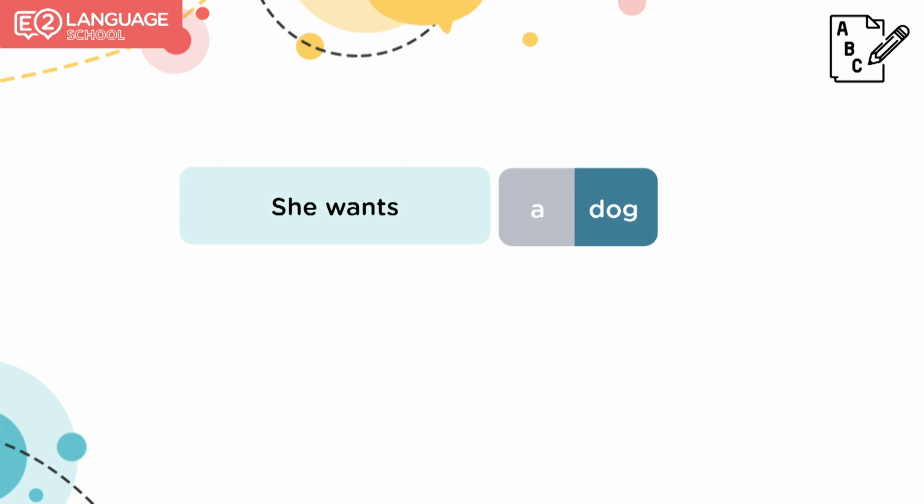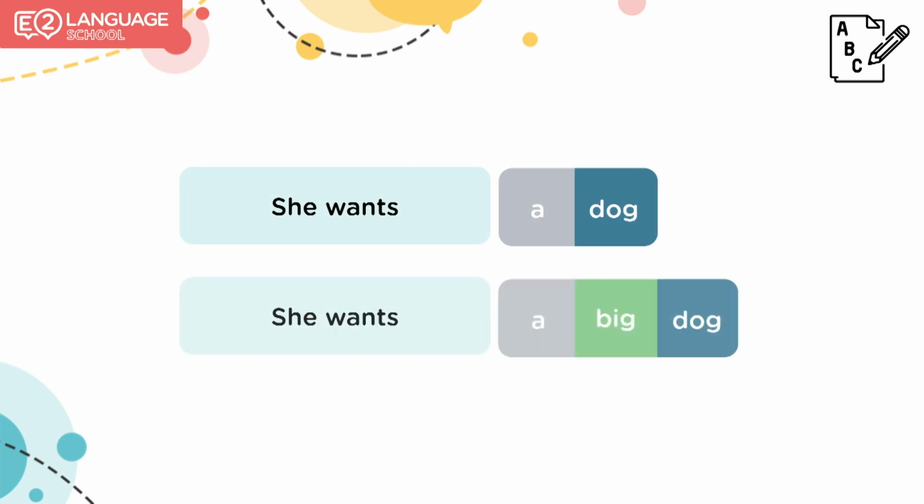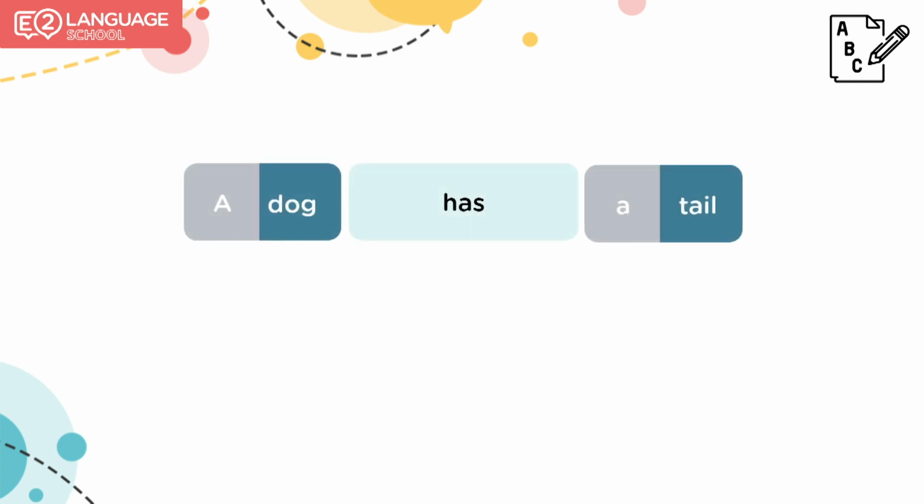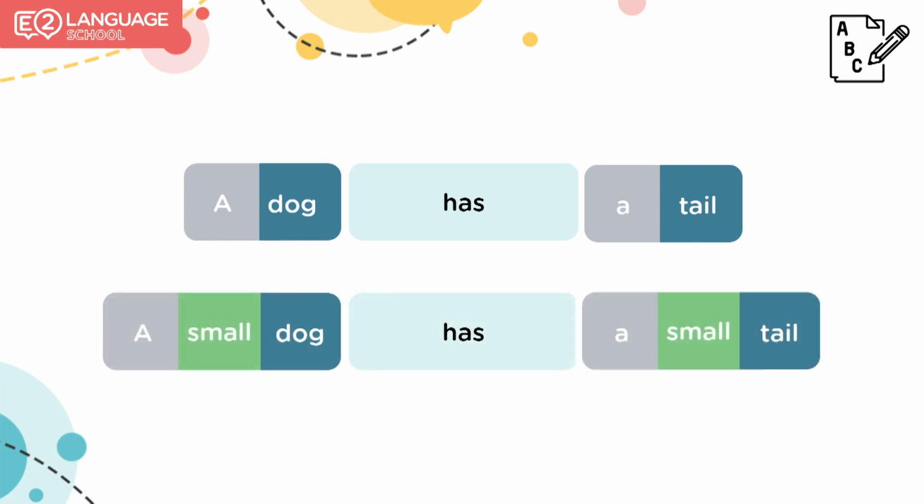Here are some sentences. She wants a dog. She wants a big dog. A dog has a tail. A small dog has a small tail. So we can put articles anywhere in a sentence that a noun can go, because they come just before the noun or before the adjective plus noun.